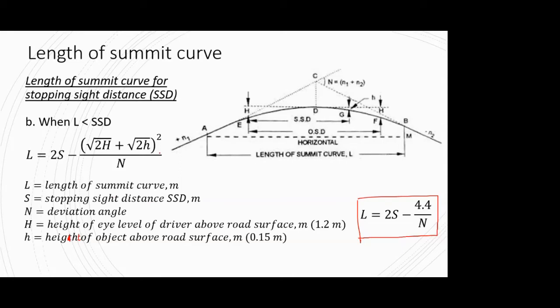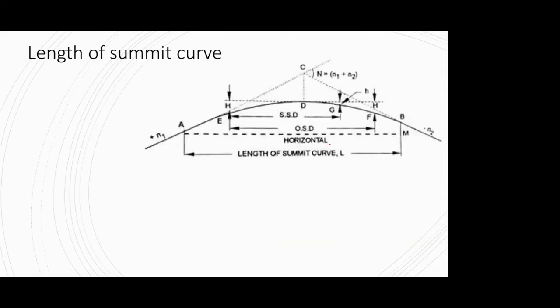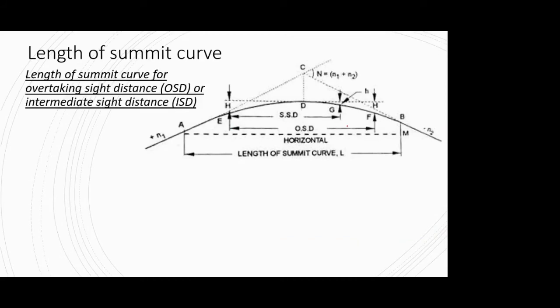So this is when you consider SSD or stopping side distance. Now I told you the second thing that we are going to consider is the overtaking side distance. So for that, again we have the same figure, but the only change is that again we have two cases, L is greater than S and L is less than S.